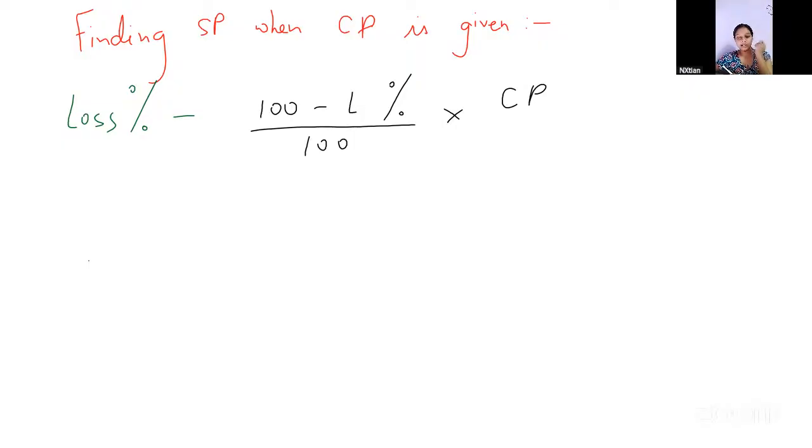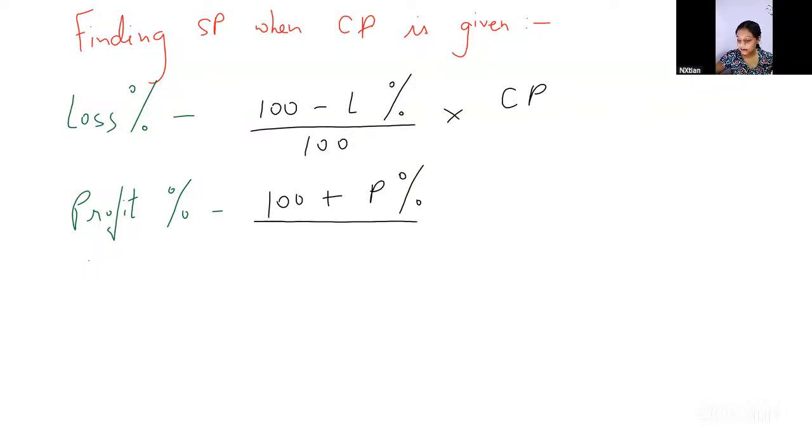Whenever it is a loss, subtract the loss. Whenever it is profit, add the profit. Whether you're finding the selling price or the cost price, whenever you have a loss, we subtract the loss percent from 100, divided by 100, into CP. If I'm having profit percent, I'll do (100 plus profit percent) divided by 100 into cost price.